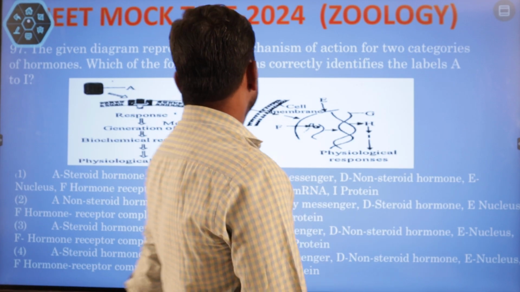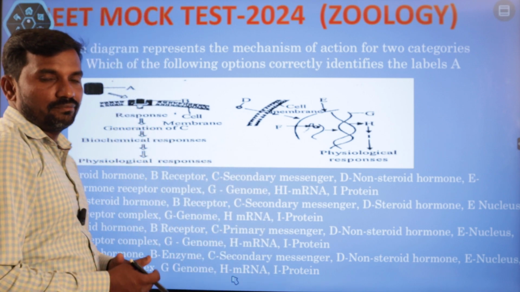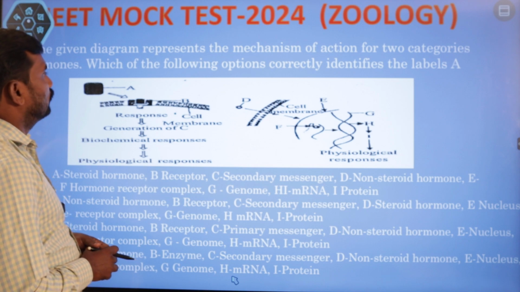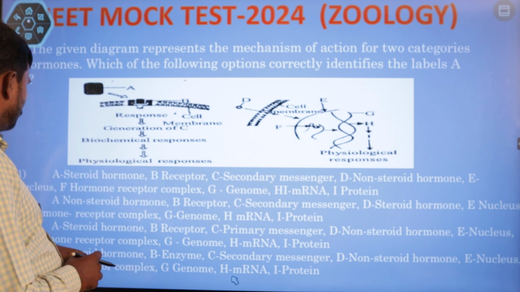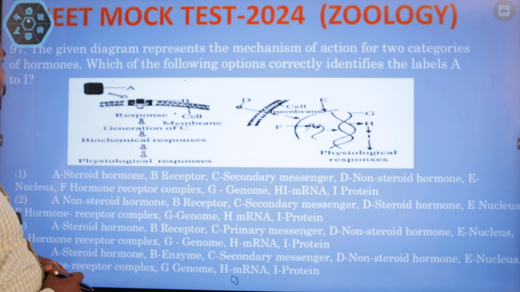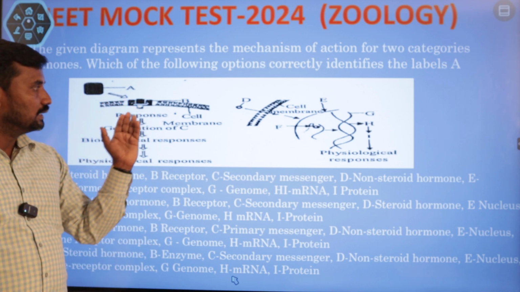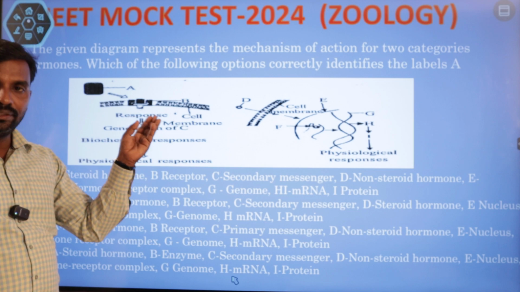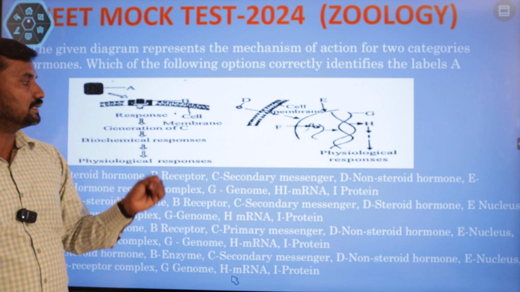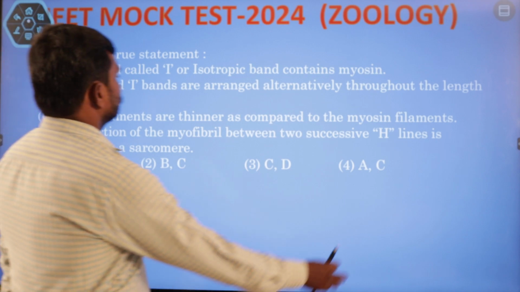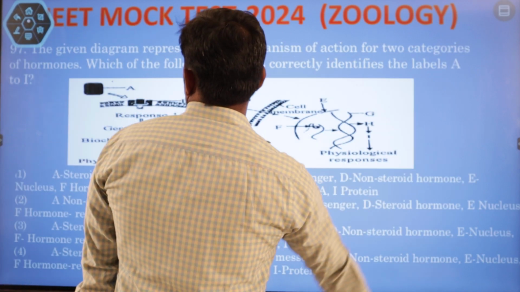Question number 97. This is the diagram-based question from chemical control and coordination. Whenever a non-steroidal hormone reaches the target cells, it enters the cytoplasm and generates second messengers, and then works to carry out the proper functions.